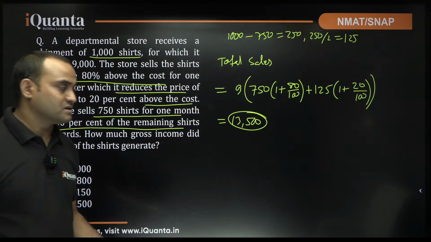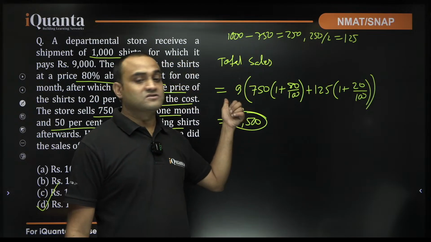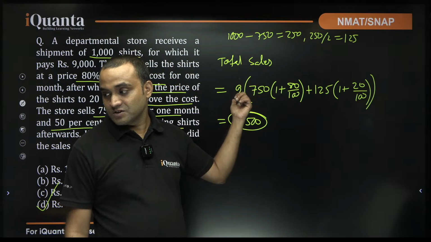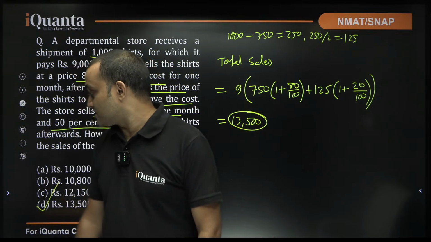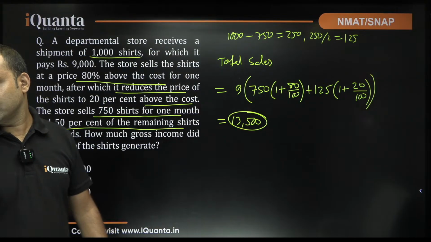Yes, Sumit, your answer is correct. See, that is why I have taken 9 common. You can take 125 common as well. So, answer is option D.